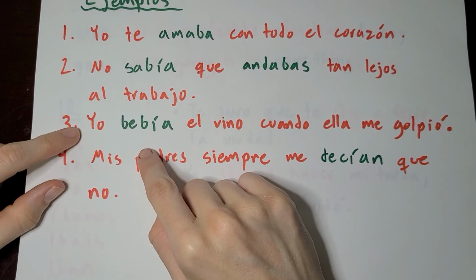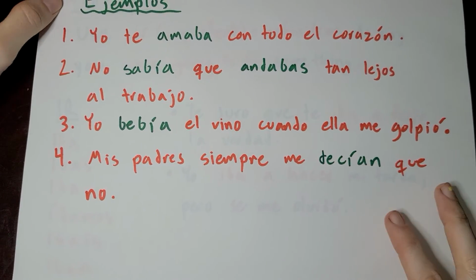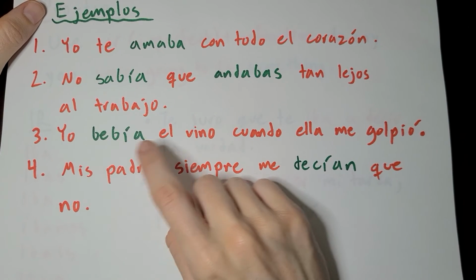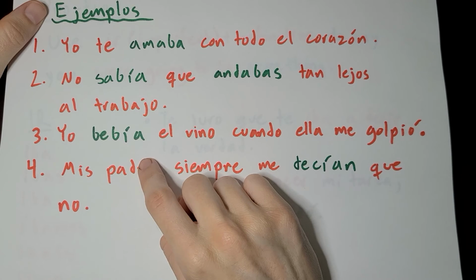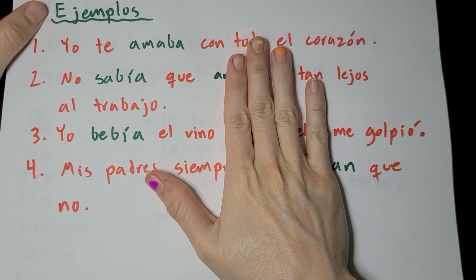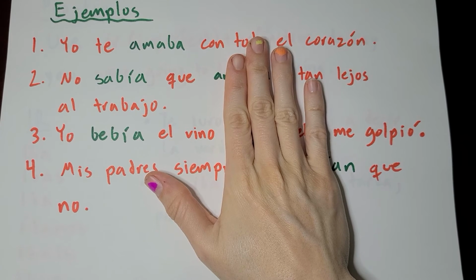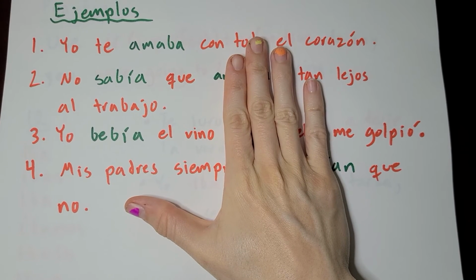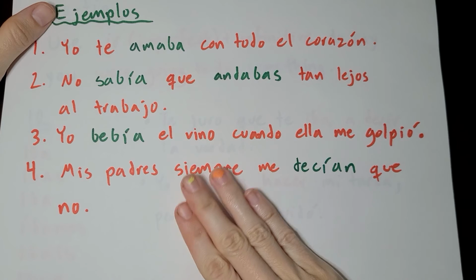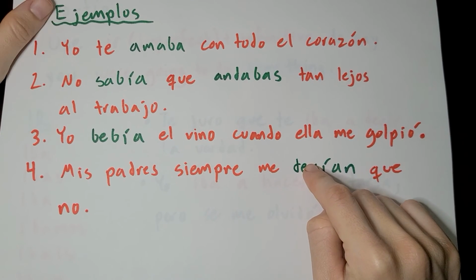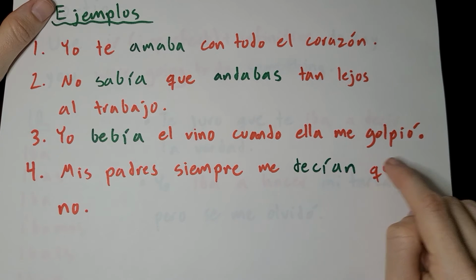Number 3. Yo bebía el vino cuando ella me golpeó. I was drinking, remember, this is more of setting the scene. If yo bebía el vino, that means I was drinking the wine, or more likely, if this was by itself, I used to drink wine, or I used to drink the wine. But with the rest of the sentence, cuando means when. So cuando ella, when she, me golpeó, she hit me.